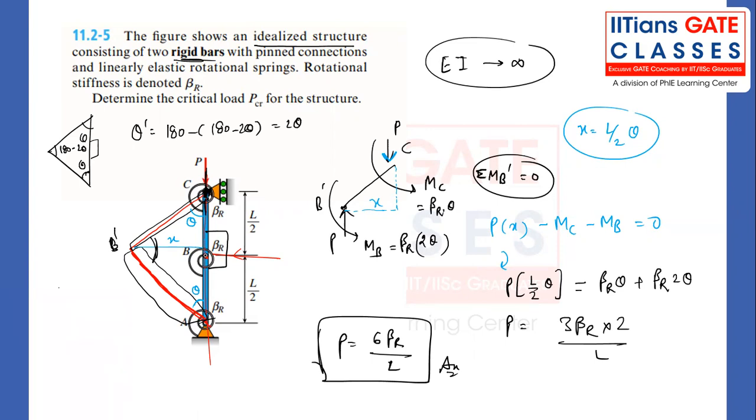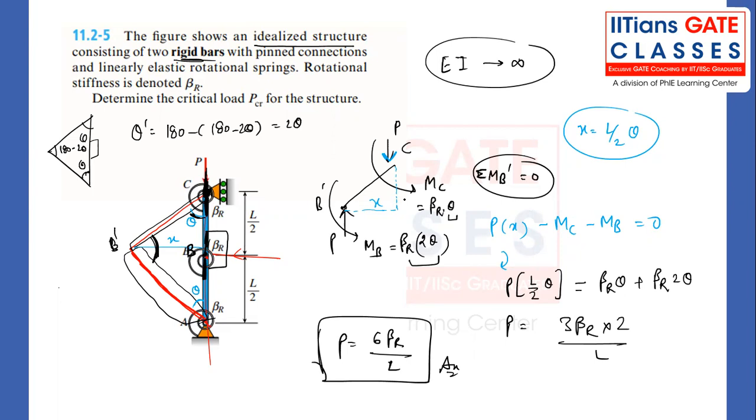See, this point B is very clear. Why is the angle 2 theta? Initial angle is 180 degrees between the two supports, this one and this one. The final angle is 180 minus 2 theta. That's why initial minus final gives 2 theta, right? But for this one, the initial angle is 0 degrees and the final angle is theta. So the angle is theta only, 1 theta only.